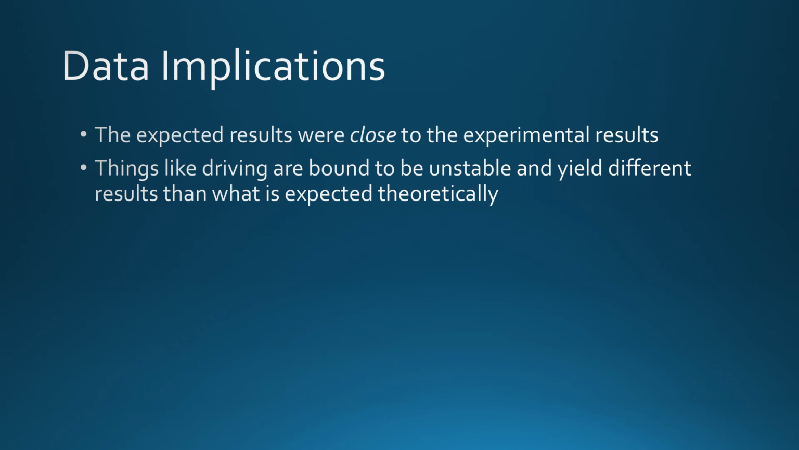Next, things like driving are bound to be unstable and yield different results than what's expected theoretically. If this system would have been under more control, it would have been a lot closer to the theoretical values, although it wasn't. Driving, flying, and any other activity that involves going in a circle when not controlled by a rail or a line will yield some sort of uncertainty that is going to be hard to approximate with just 0 and v squared over r.